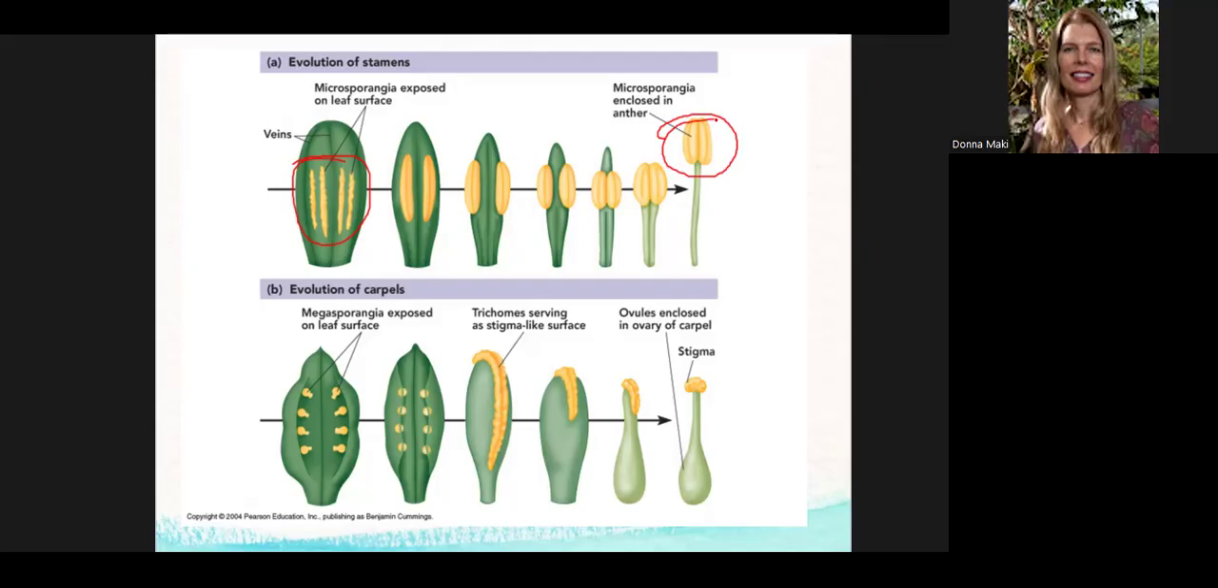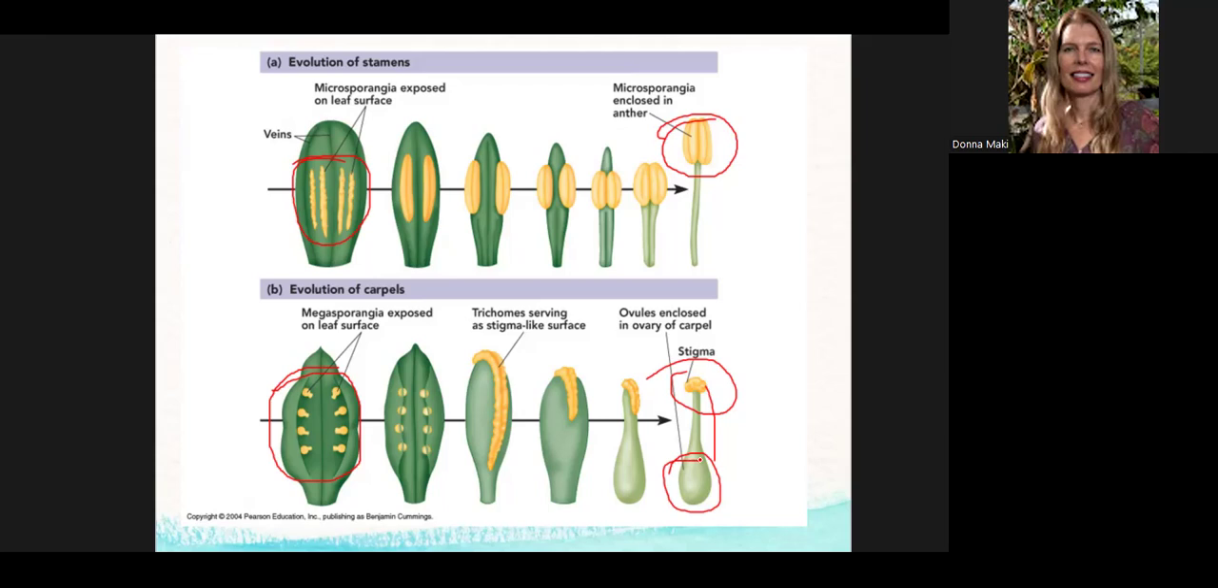And then with the female, the megasporangium tissue started off pretty modest again. Then you slowly see, through evolutionary time, this morphological shift where you have a definite, what we now call the stigma, and then the style, and then the ovary. So a nice image there showing the progression.